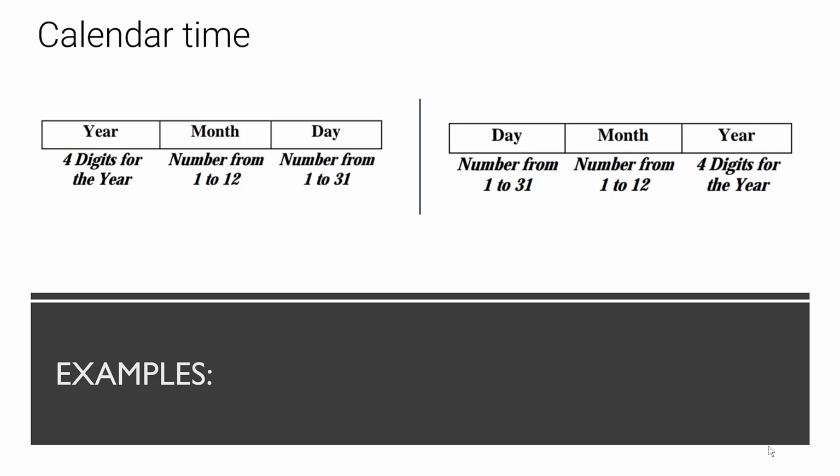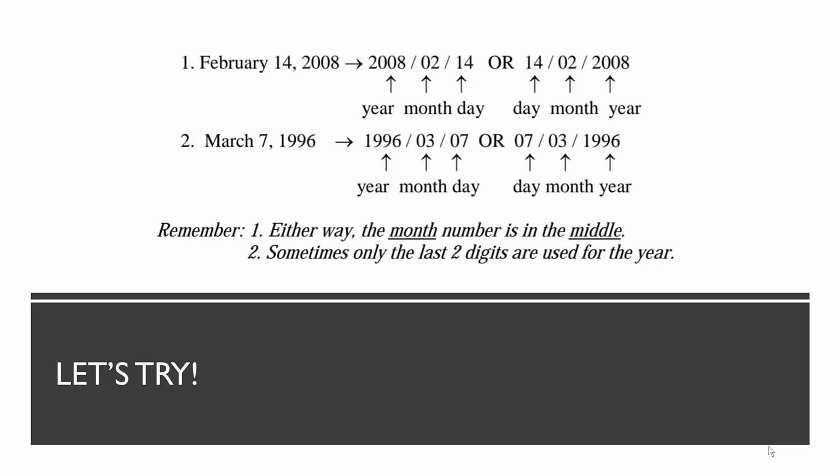So you'll write something like 2000. Okay, so if we're trying to write October 31st, the year 2000, we'll start with 2000, slash 10, slash 31. Okay, so remember that either way, the month comes in the middle. Okay, all right. So let's have a look at this.